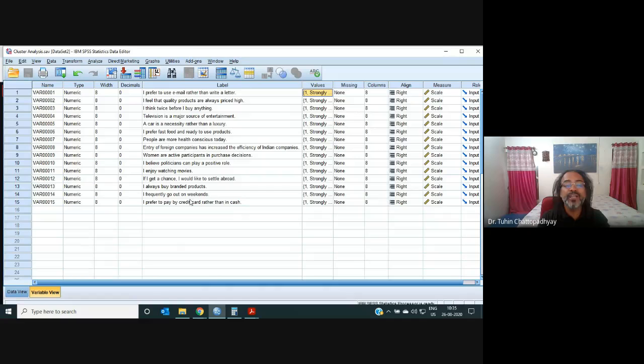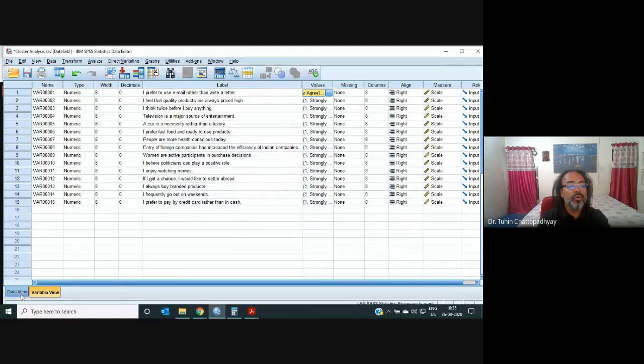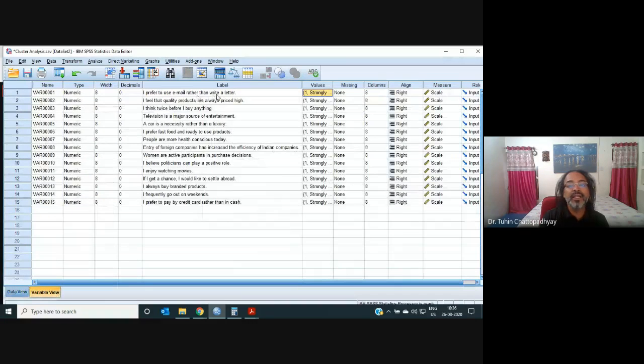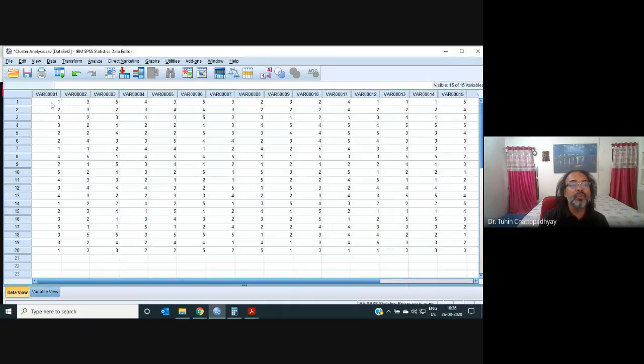In all these 15 statements, the consumers are asked to rate them on a 5-point Likert scale. I've given representative data of 20 consumers, and each of these 20 consumers has expressed their views on a 5-point Likert scale. To clarify further, we have consumer 1, consumer 2, consumer 3, up to consumer 20. For the first variable, I prefer to use email rather than write a letter, 1 represents strongly agree. Consumer 1 has given 1 for variable 1. It means consumer 1 strongly agrees that he or she prefers to use email rather than a letter.